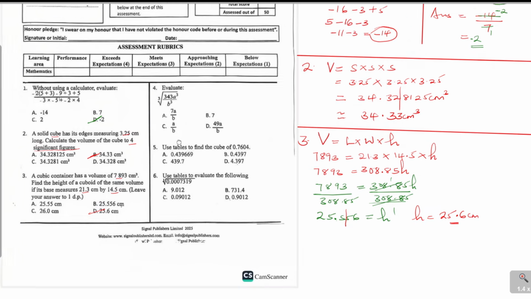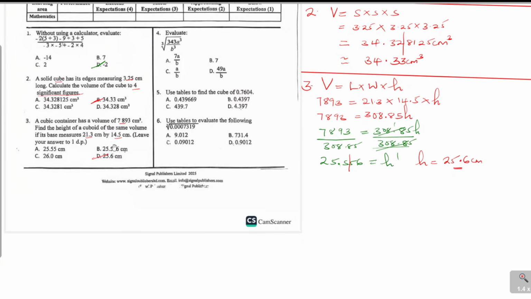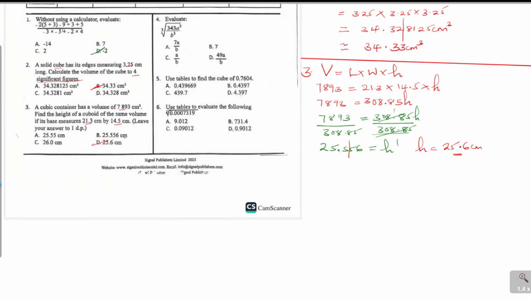From there we can go to the next question, question 4. Evaluate. For this particular question, you're going to use the indices. So we have the cube root of 343 a cubed divided by b cubed.